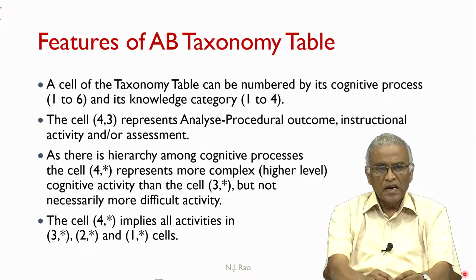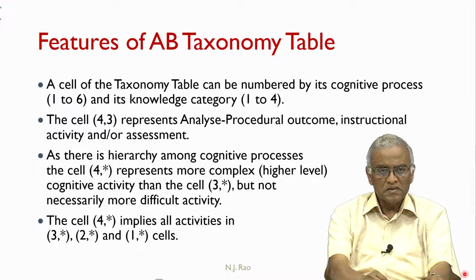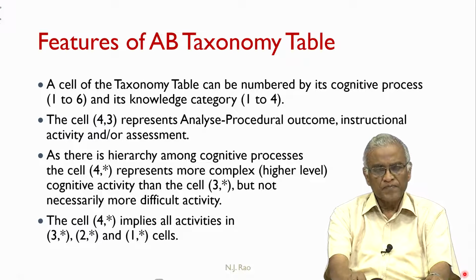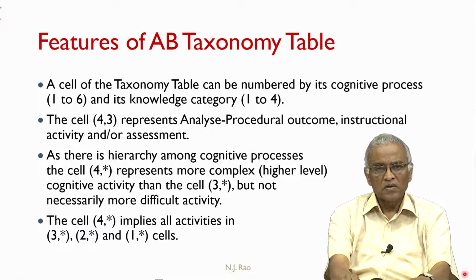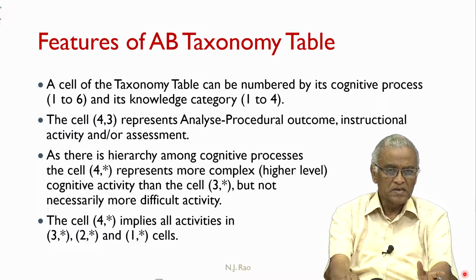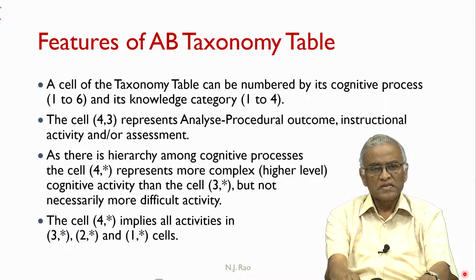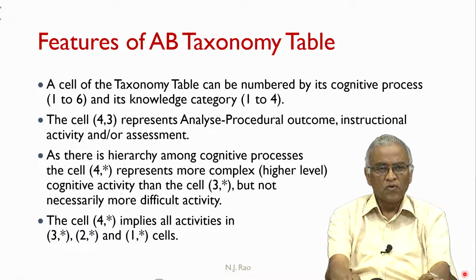So, every cell has an address. It can be numbered by the cognitive process and the knowledge category. That means it can have 1 to 6 cognitive levels and 1 to 4 knowledge categories. For example, the cell 4, 3 represents analyze and procedural outcome or instructional activity or assessment. The cell itself has an address 4, 3.